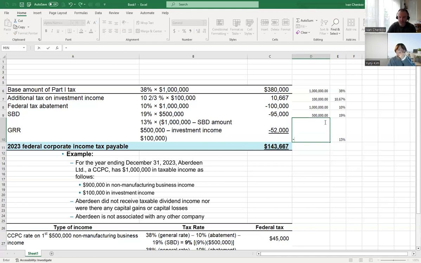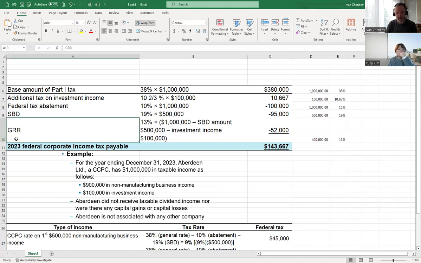So that will be equal to the entire income minus the small business deduction that we're taking and minus the additional investment income which we carry. Only on the $400,000 we're going to get 13%. We apply the GRR because it's non-manufacturing. Yes, that will be the general reduction rate.